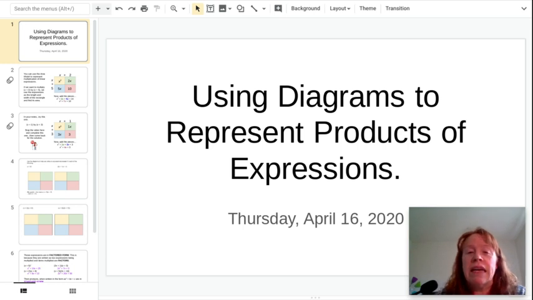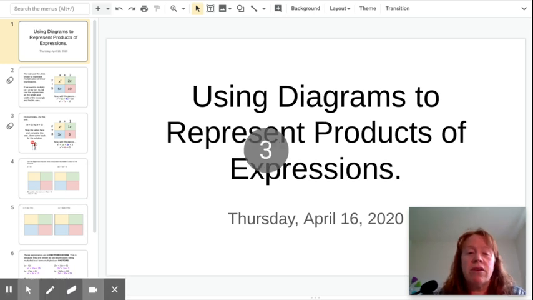Hello, everybody. Today we are going to be talking about multiplying linear expressions. We're going to show a couple examples. I'm going to show an example. You're going to do an example. I'll give you the answers, and then you're going to do some more.